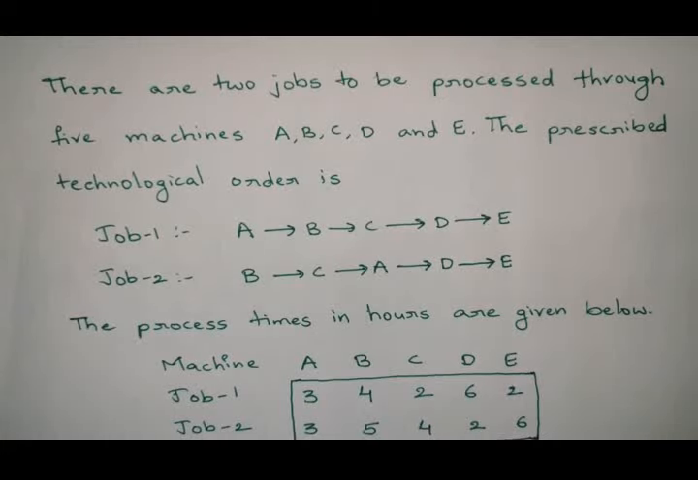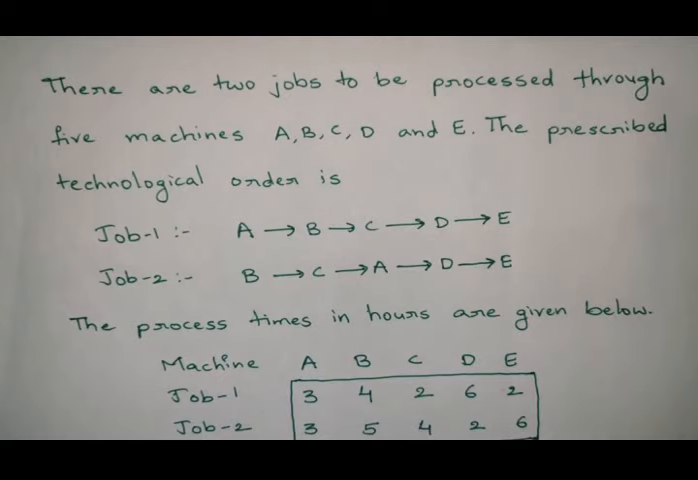Hi everyone. In previous sessions, we have seen the flowchart sequencing. In that, we have seen a number of different models, that is processing of n jobs through two machines, and also processing of n jobs through three machines. If you did not see these videos, I am going to leave them in the cards. Please watch those videos.